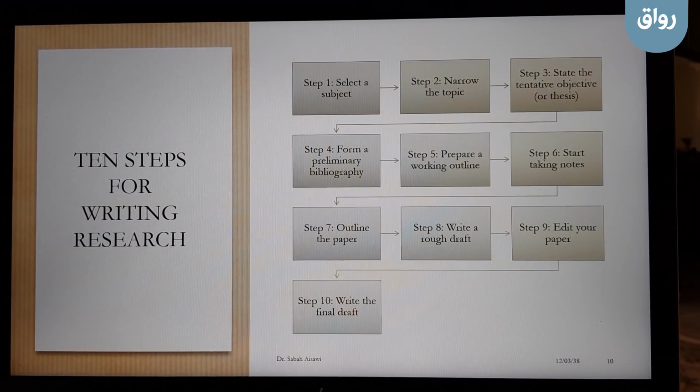Then you make an outline for your paper, and step 8 is to write a rough draft of your paper, followed by an important step, which is editing your paper in order to put it in its best shape, and step 10 is to write the final draft. Now, where does paraphrasing come handy? At step number 6, which is the step where you start taking notes.